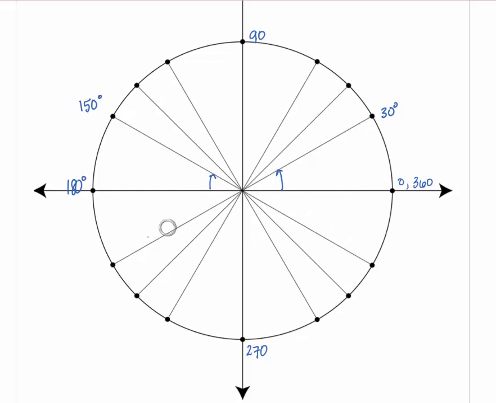So if I move to quadrant 3, the reference angle I'm looking at here is 30, so it's 30 past 180, so that's 210 degrees. And then in quadrant 4, I'm at 330 degrees, because again, 330 is 30 degrees away from 360 degrees. So these are all the angles around my unit circle that have a reference angle of 30 degrees.